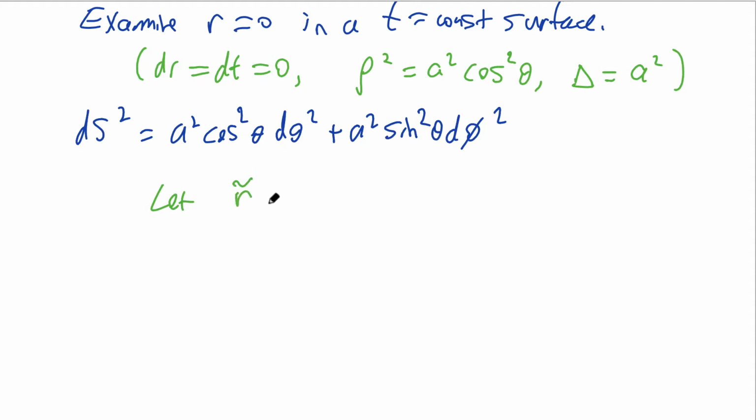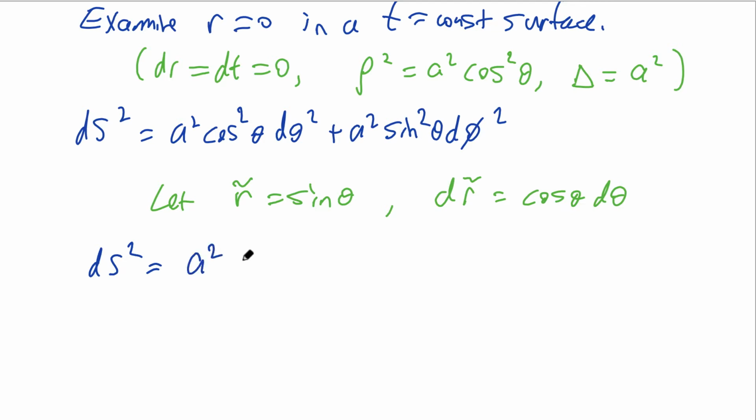Let's let r tilde equal sine theta. Then dr tilde is equal to cosine theta d theta. And this metric becomes ds squared equals a squared times dr tilde squared plus, I'll factor out the a squared, plus r tilde squared times d phi squared. So this is just the metric for a flat two-dimensional plane in polar coordinates.